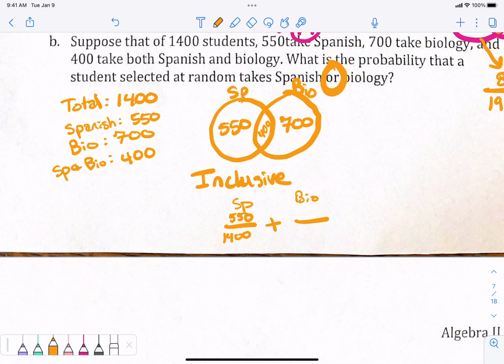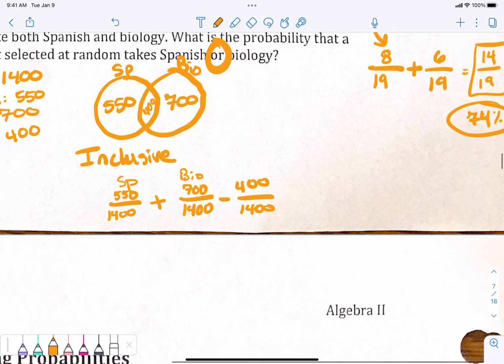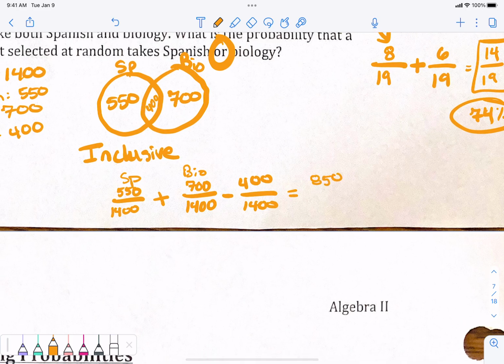So 550 out of 1,400 are Spanish. How many are biology? 700 out of 1,400. But we are counting how many people twice? 400. These 400 people are counted here and over here. So we have to subtract them out so they're only counted once, right? Subtract out the 400 out of 1,400. And that makes, I don't know, 850. Check me. Out of 1,400. Yeah, please. 850 out of 1,400.